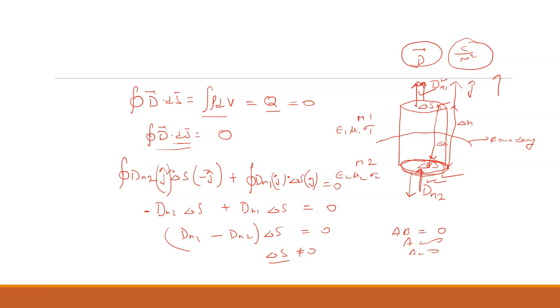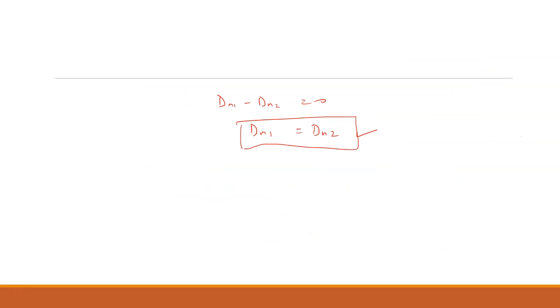So integral of D dot ds equals to 0. What we have done, we just have expanded this. Dn2 j cap dot delta s minus j cap. After solving, because a dot b is equal to ab cos theta, in this case it is cos of 180 degrees, which means -1. So after solving this, we will get minus Dn2 delta s plus Dn1 delta s, or Dn1 minus Dn2 delta s equals to 0. So this is the first condition of the third boundary condition.